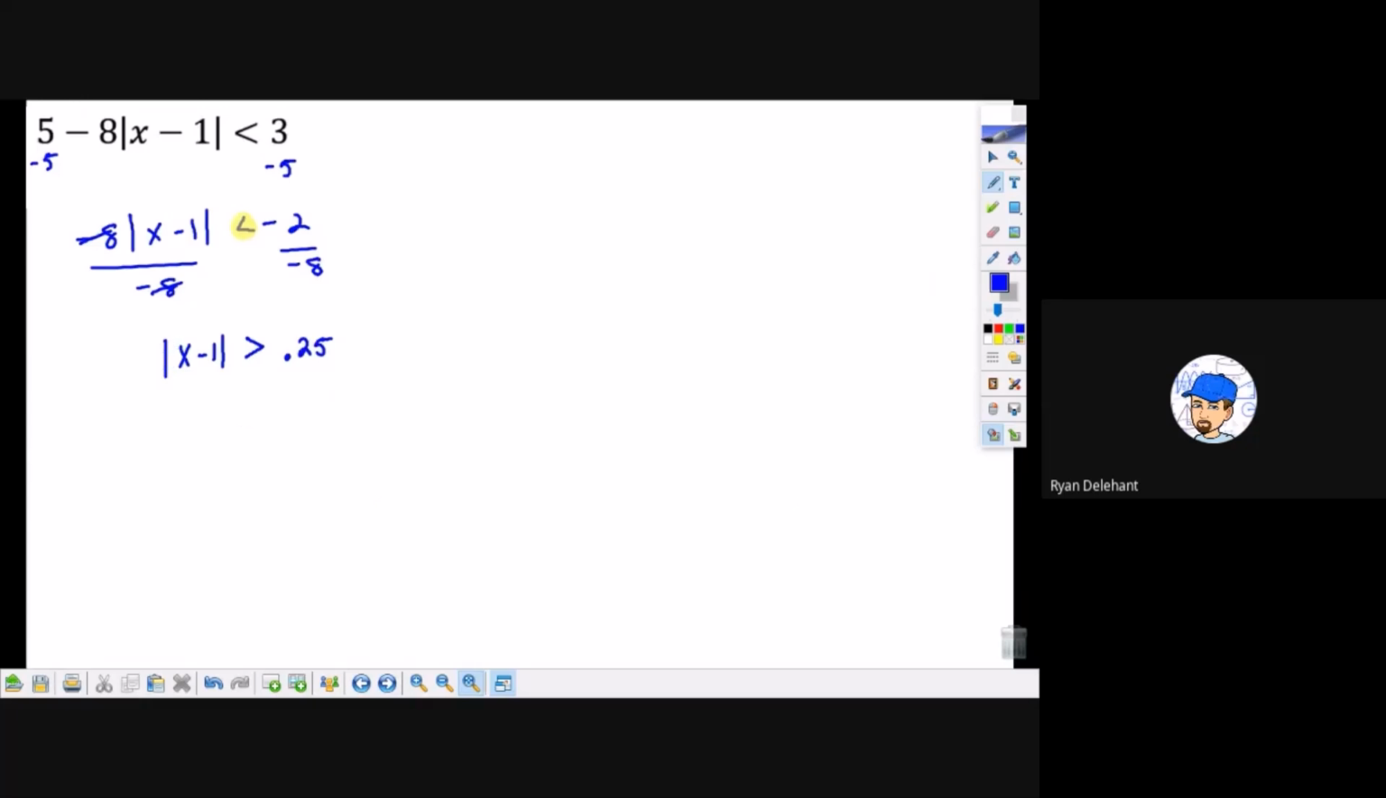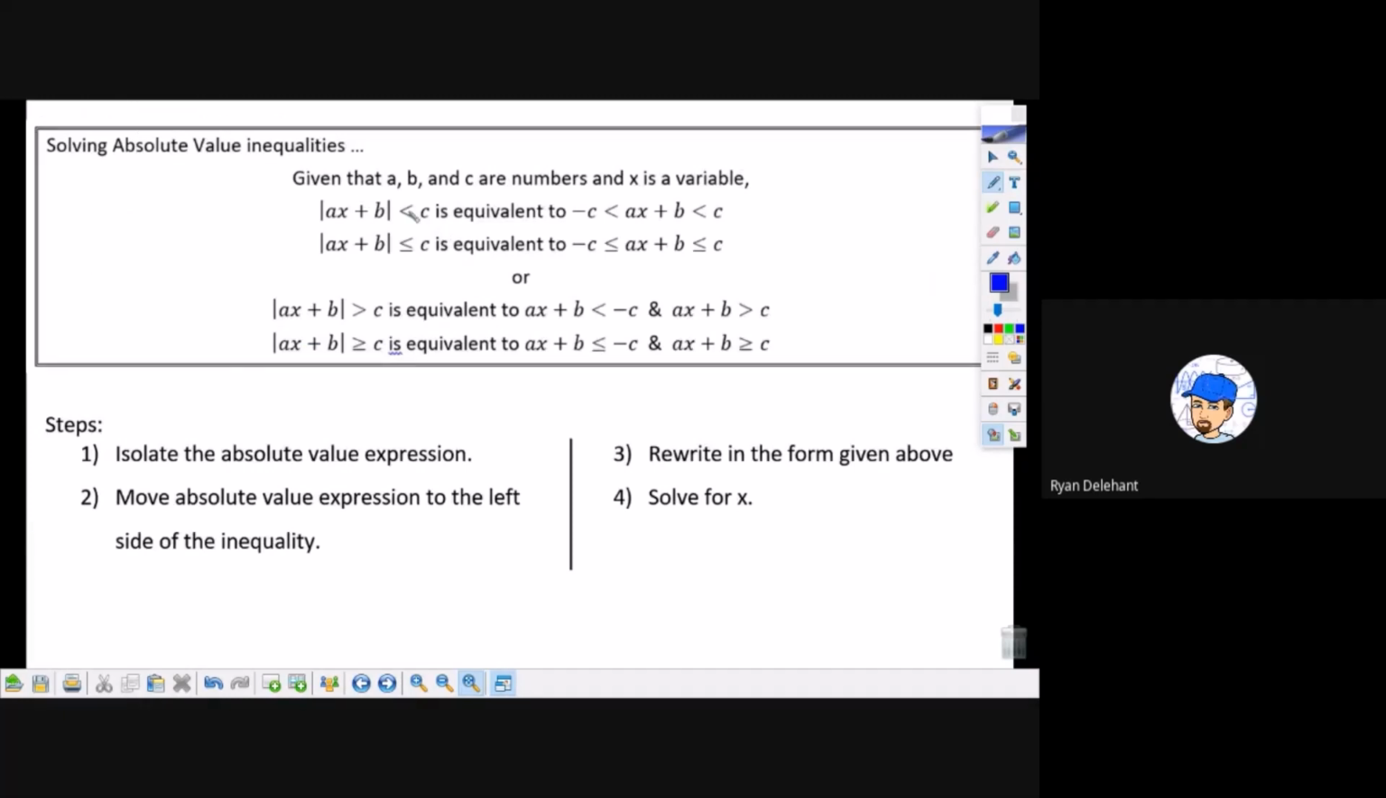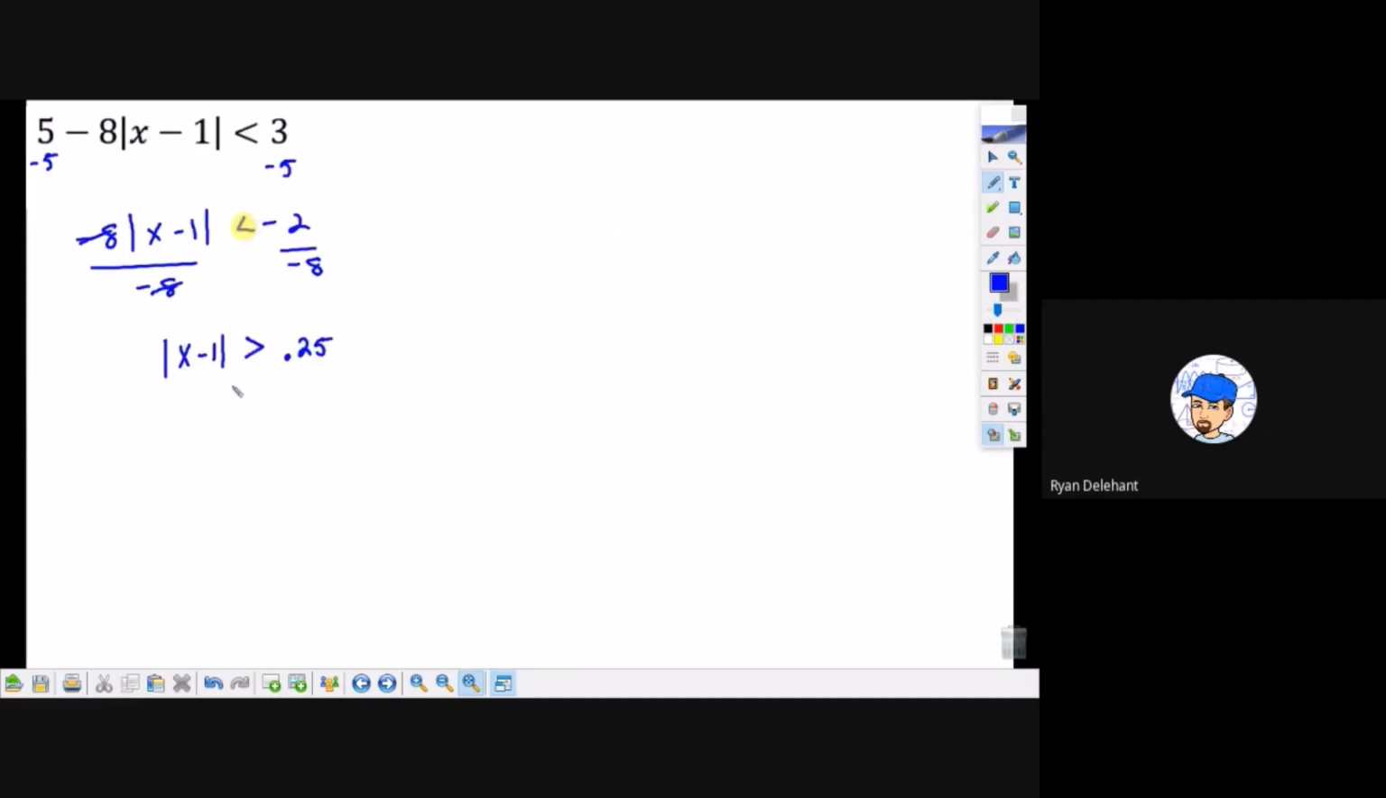Now we still check this the same way we did the other one. Is the number a positive number? Yes, 0.25 is positive. Okay. So at this spot right here, we know we're going to get an answer. We've got to go through and figure out which set of inequalities we have. So is our inequality opening towards the number or is it opening towards the absolute value? It's opening towards the absolute value.